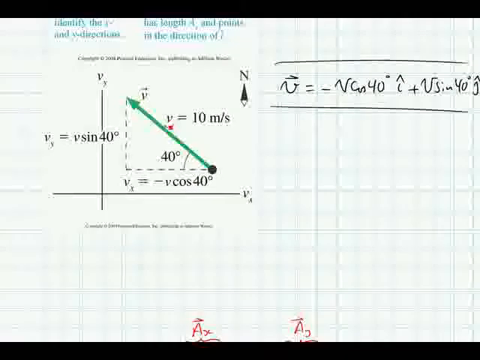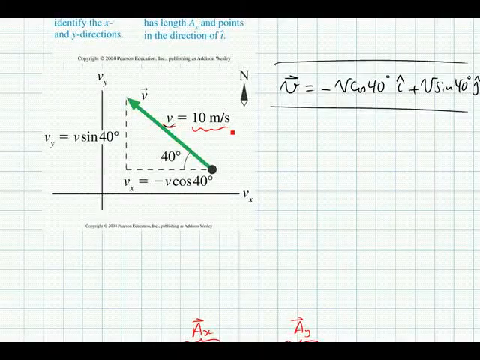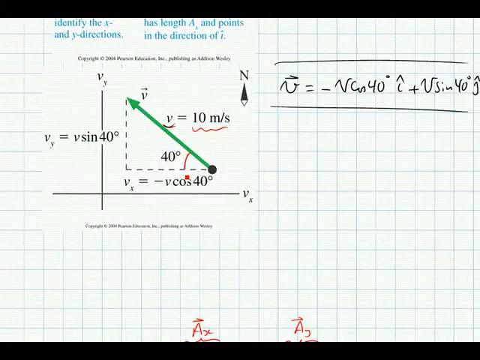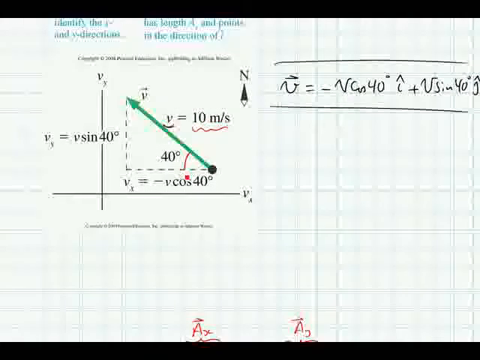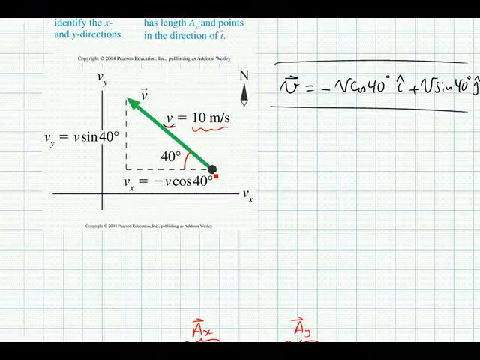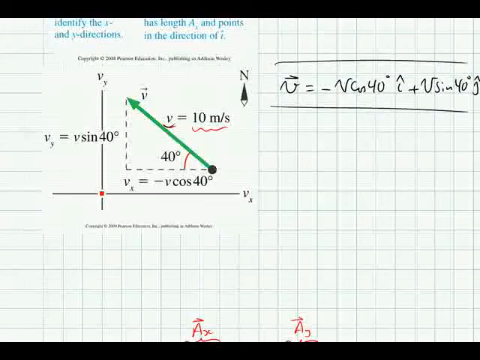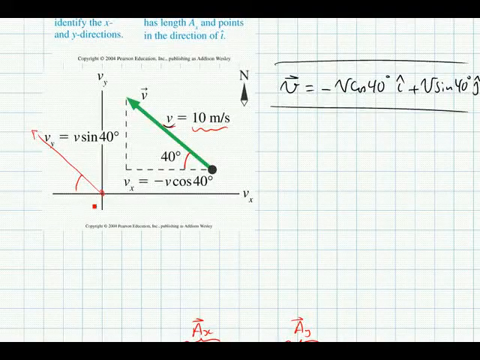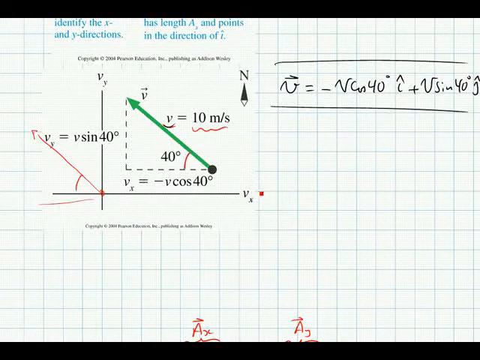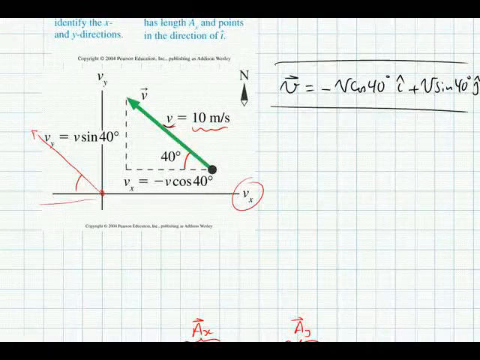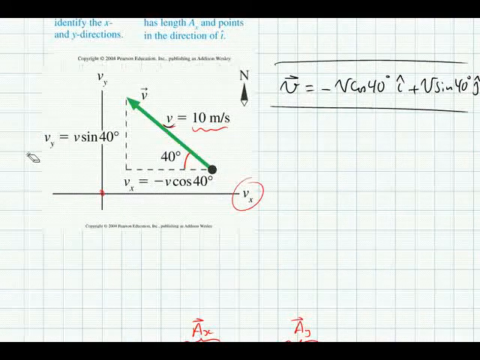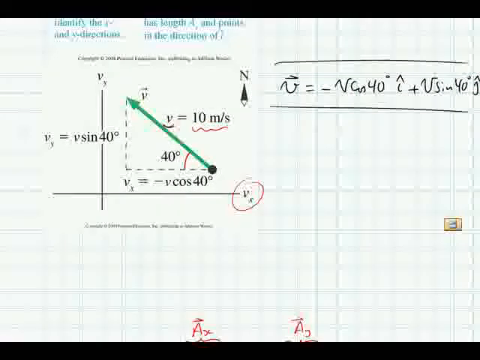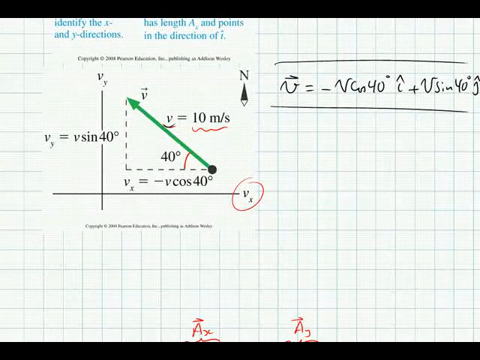So just a quick example here. If you have your vector v, which is a velocity vector of 10 meters per second, and it makes an angle of 40 degrees with respect to the negative x-axis. Because if you were to draw vector v starting from the origin, this 40 degrees would be with respect to the negative of the x-axis. So we have defined our vector v. So what are the x and y components of vector v?